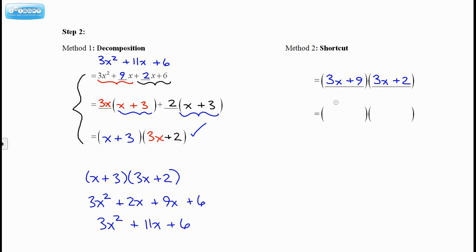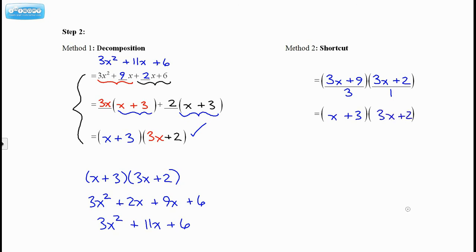that we see. So between 3x and 9, I know I can divide everything by 3. And between 3x and 2, there are no common factors. So really the only thing I could divide out is a 1. So what do we get when I divide 3x plus 9 by 3? This gives me x plus 3, because 3x over 3 is just x, and 9 over 3 is 3. And anything divided by 1 is just itself.